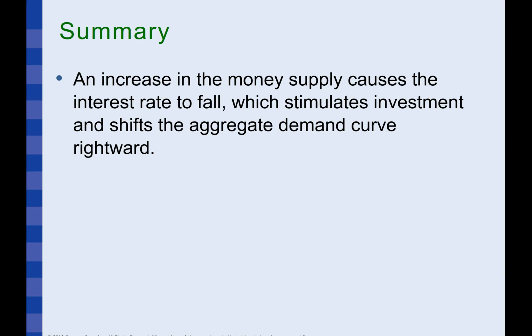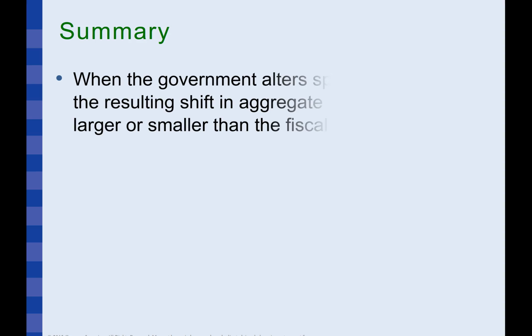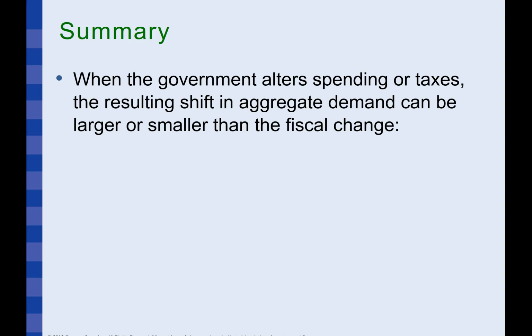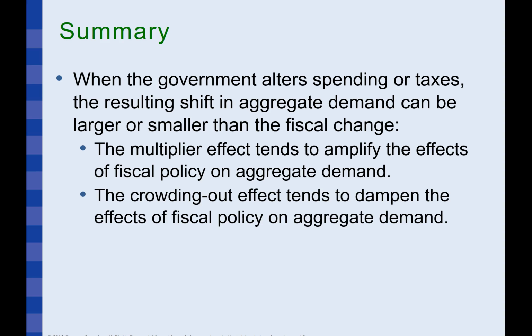An increase in the money supply causes the interest rate to fall, which stimulates investment, shifts the aggregate demand curve to the right. Another one that you might want to see graphically. Expansionary fiscal policy, which is a spending increase or a tax cut, is going to shift aggregate demand to the right, and contractionary fiscal policy shifts aggregate demand to the left. When the government alters spending or taxes, the resulting shift in aggregate demand can be larger or smaller than the fiscal change, given two effects: the multiplier effect, which is going to amplify the effects of a fiscal policy on aggregate demand, and the crowding out effect, which tends to dampen the effects of fiscal policy on aggregate demand.